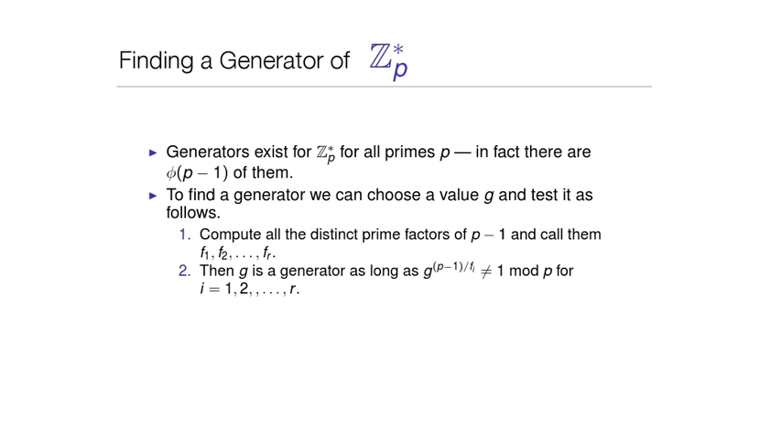To find a generator, we can choose a value g and test it as follows. Compute all the distinct prime factors of p minus 1 and call them f1, f2, f3 up to fr. Then g is a generator as long as g to the power (p minus 1) divided by fi is not equal to 1 mod p for i equals 1, 2, 3 up to r.